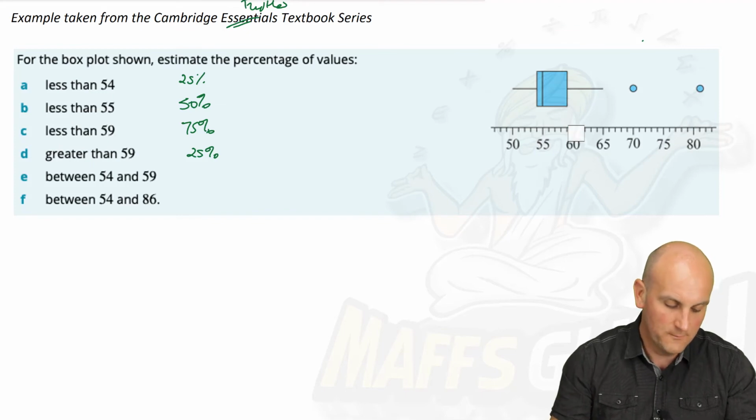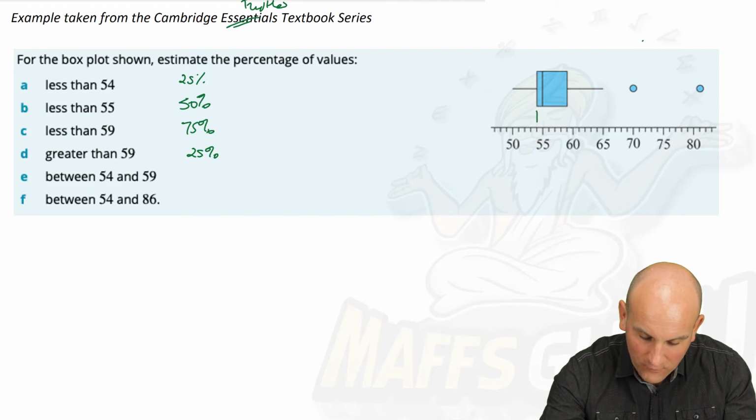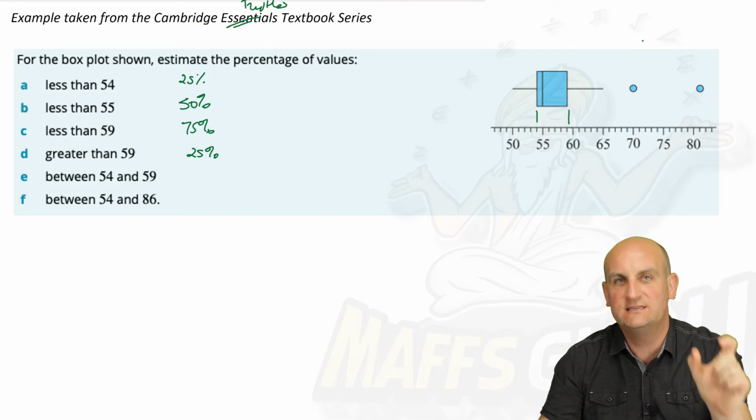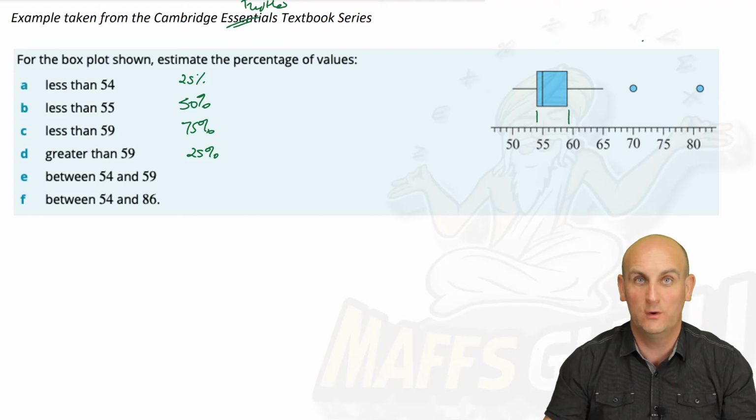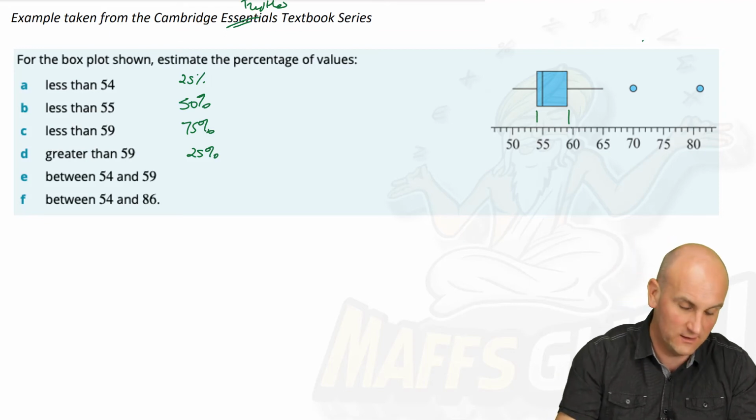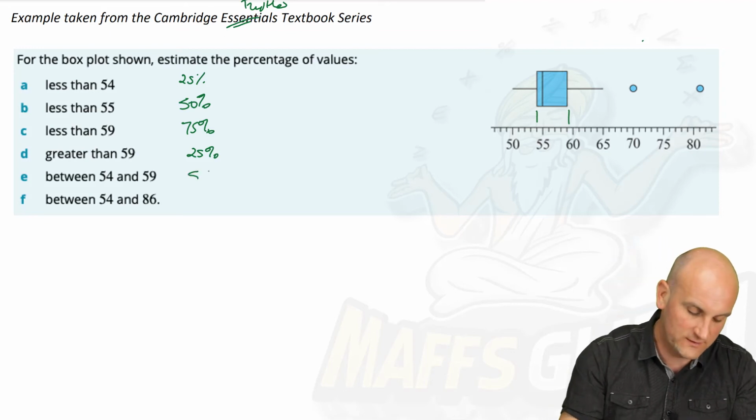Between 54 and 59. How many sections of my box plot are there? 2. What does each section mean? 25%. 25 and 25 is 50%.